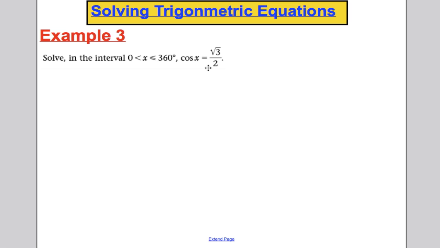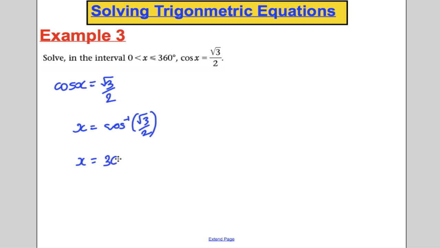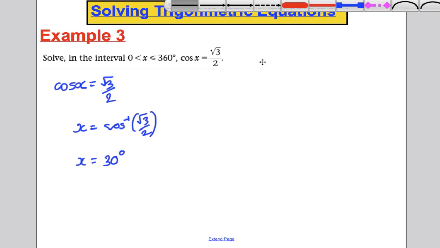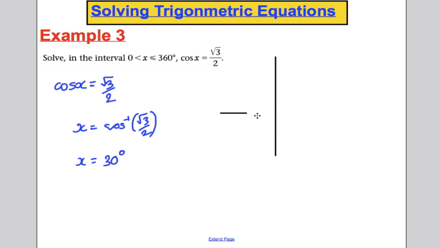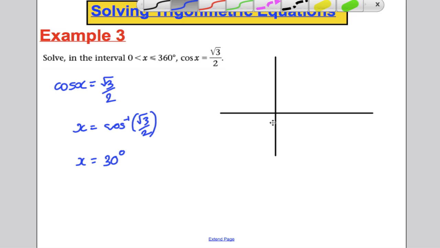We're trying to solve this here. So we're trying to solve cos of x is equal to root 3 over 2. Straight away work out the principal value by taking the inverse cos of root 3 over 2, and for that you get yourself 30 degrees. Then you're going to draw your cos graph. You're going between 0 and 360.